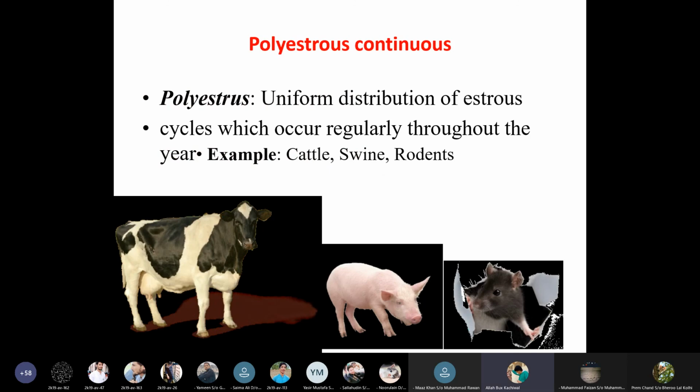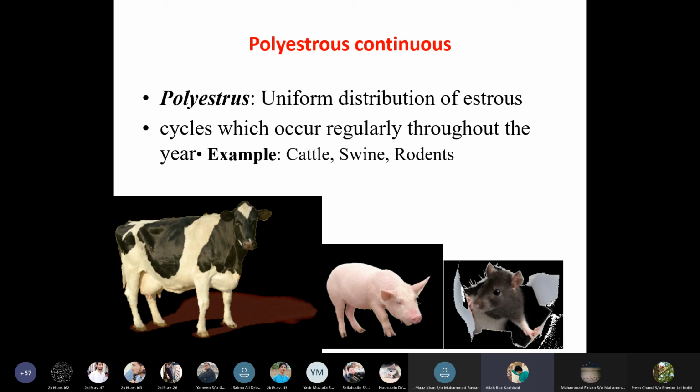Now, the polyestrous continuous animals have a uniform distribution of the estrous cycle, which occurs regularly throughout the year. For example, cattle show the polyestrous cycle. Swine and rodents have a polyestrous cycle like cattle. So these animals will show regular cycling in a year.